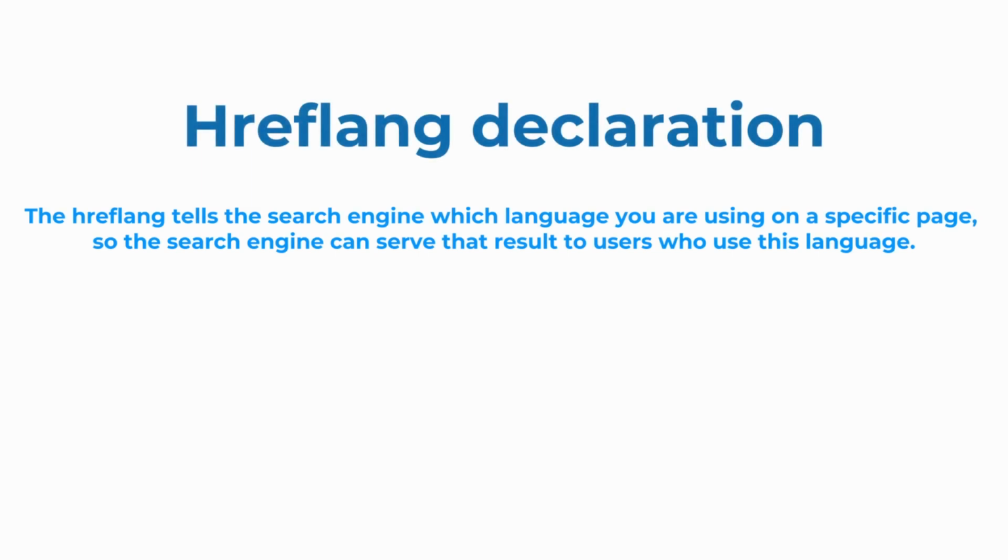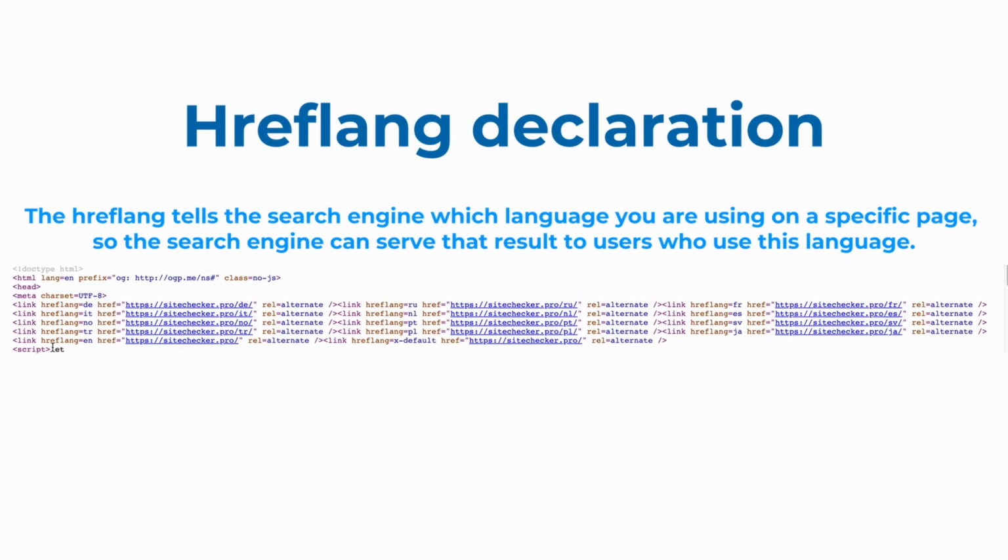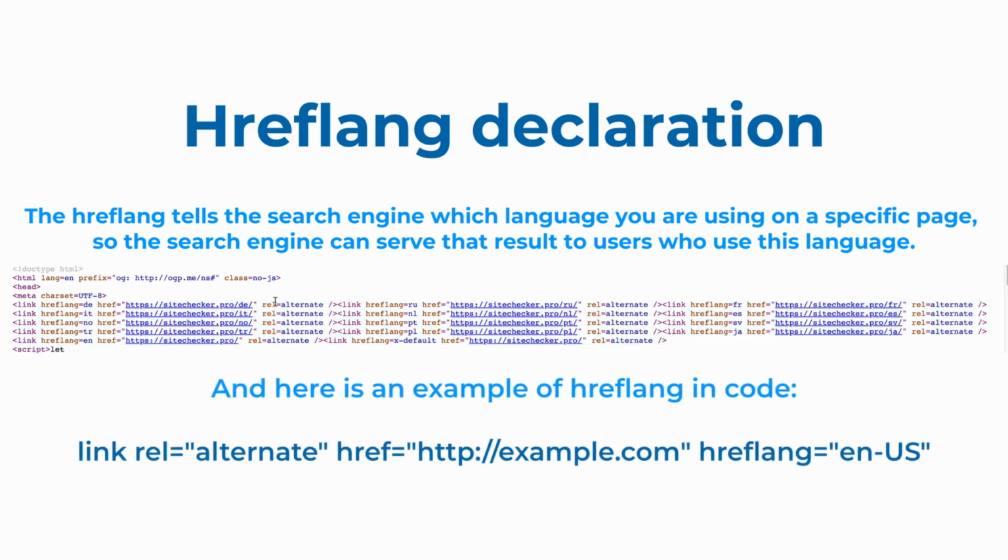The Hreflang tells the search engine which language you're using on a specific page, so the search engine can serve that result to users in specific locations or people who use this language. And here you can see an example of how Hreflang can look in code.